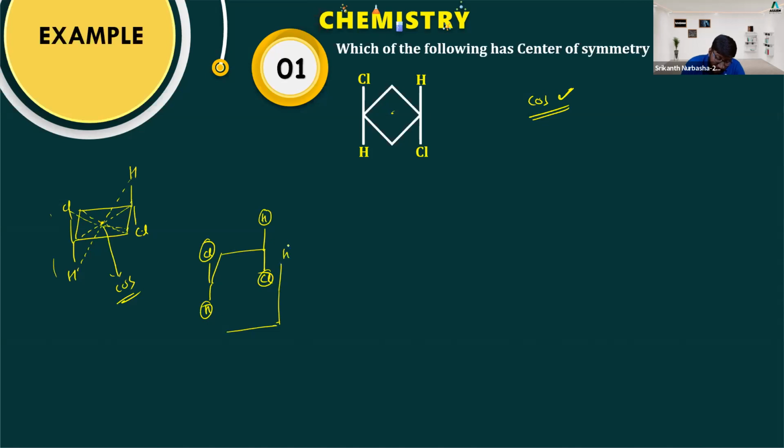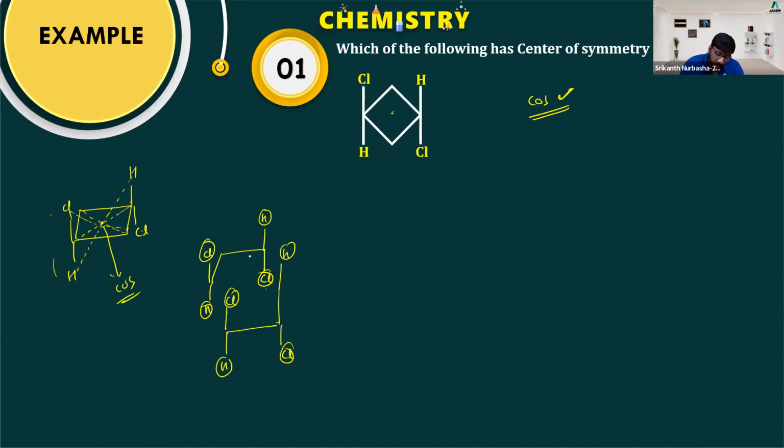Hydrogen is again divided into half. Chlorine is also divided into half. Chlorine here again divided into half, hydrogen here divided into half. Are these mirror images or not? Hydrogen, hydrogen matching out, chlorine, yes, chlorine matching out, chlorine, chlorine matching out, hydrogen, hydrogen matching out.